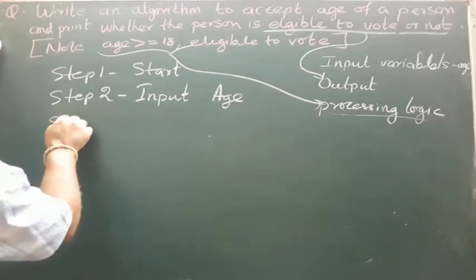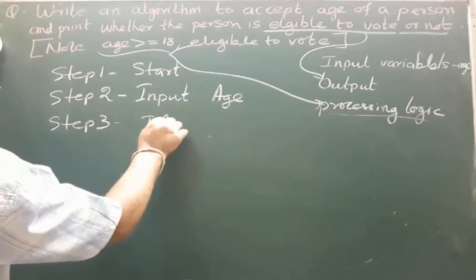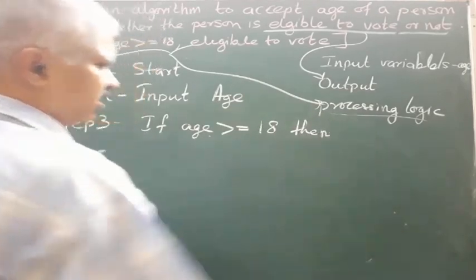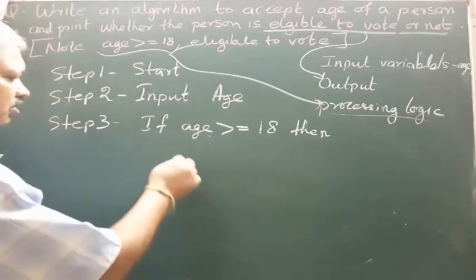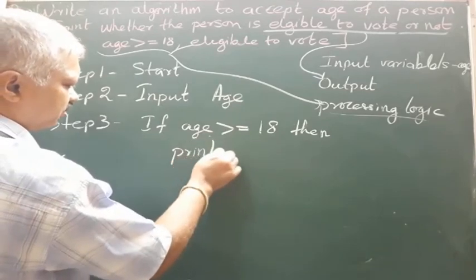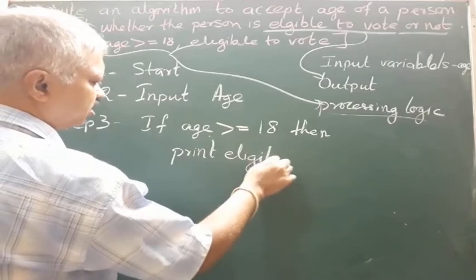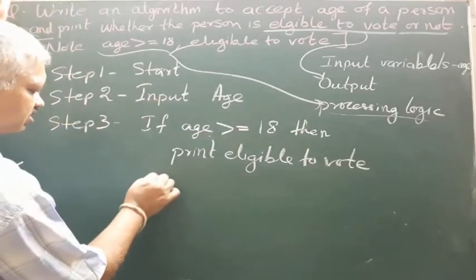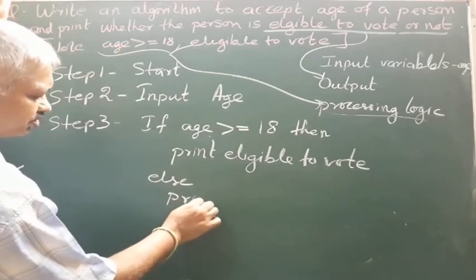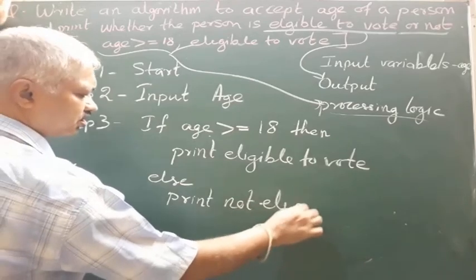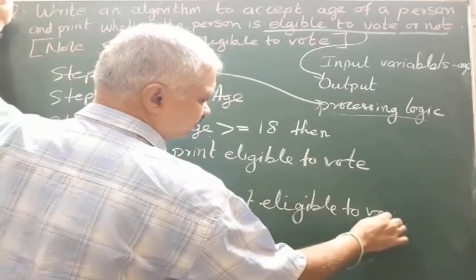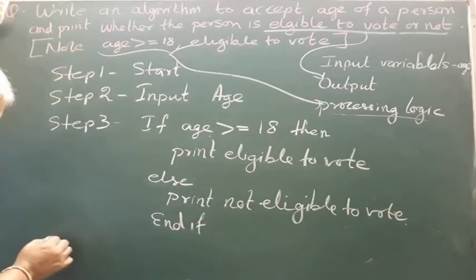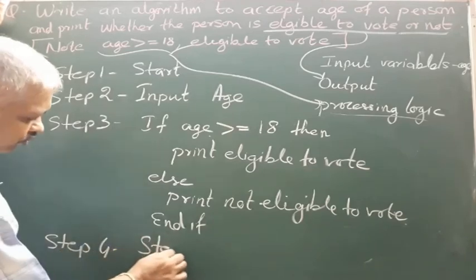Then step 3. If, as given here, age is greater than or equal to 18, then print eligible to vote, else print not eligible to vote. Then end if. Next is step 4, stop.